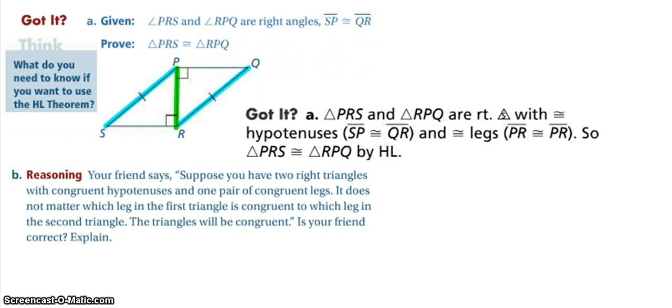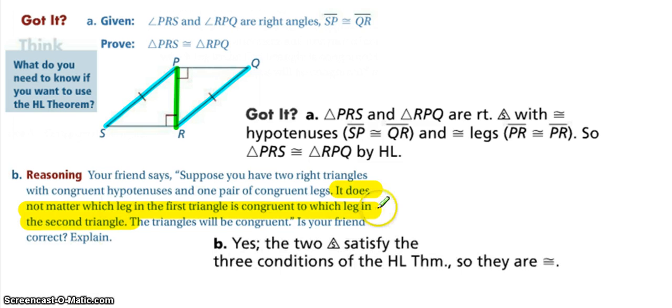Read through B and make sure it makes sense. This statement right here, it does not matter which leg in the first triangle is congruent to which leg in the second, is totally correct, because remember, we can manipulate our triangles. We're in three-dimensional space. I can rotate, I can reflect, I can translate, I can do whatever I want, so I would be able to match up.